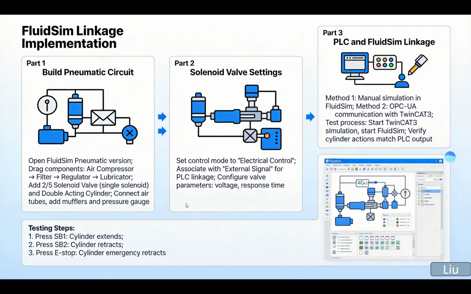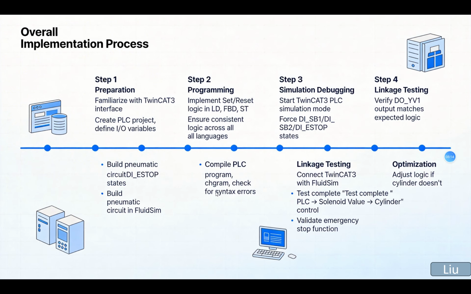Set control mode to the electronic control, and with the external signal for PLC linkage. Part 3 is PLC and FluidSIM linkage. We use a method, using this manual communication in FluidSIM. And you can see the overall process.